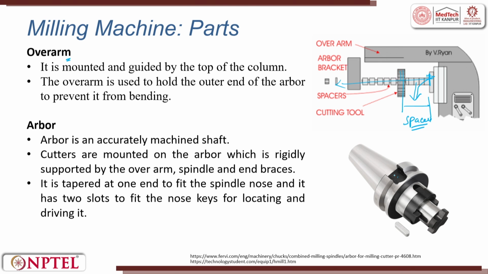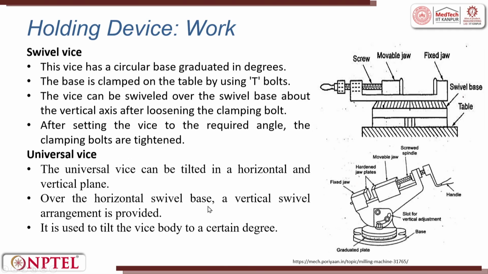You will have a taper spindle locating point. Here you will have a cutter or the arbor which is located. It is a taper at one end to fit the spindle nose, and it has two slots to fit the nose keys. These are the slots. On the opposite side, you have the nose keys for locating the driving edge.